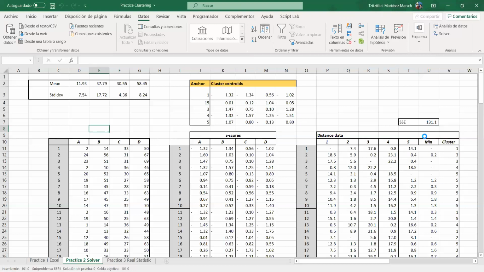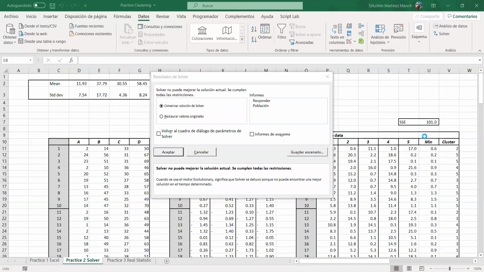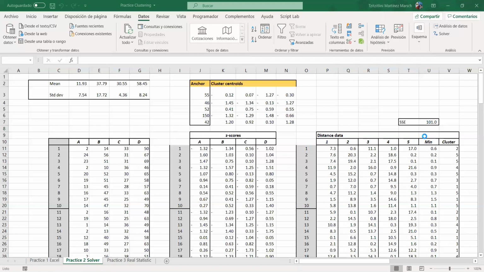I see that it's taking a little bit too long, so I'll pause it. There it is. And it says Excel found that this is the best solution containing these particular restrictions. So we say okay. It says that this is the best combination: 55, 46, 52, 150, and 140. It's the best centroids that it was able to find.